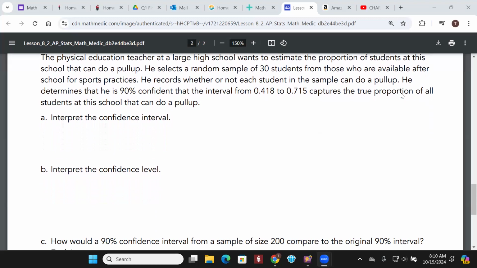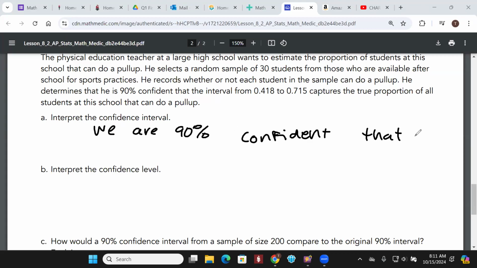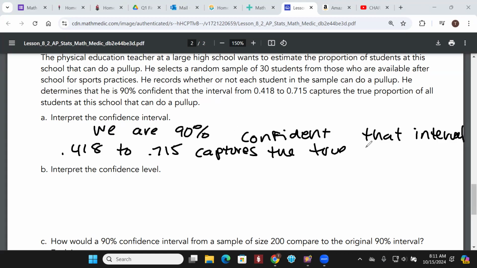I guess pretty meh. Okay, so confidence interval. We are going to say that we are 90% confident that the interval from 0.418 to 0.715 captures the true proportion of all students that can do a pull-up.